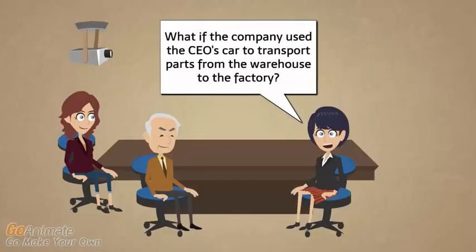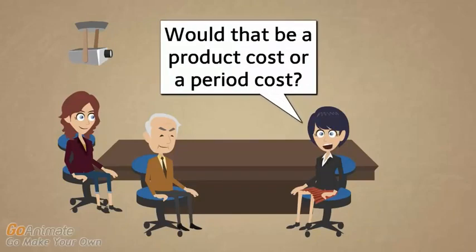What if the company used the CEO's car to transport parts from the warehouse to the factory? Would that be a product cost or a period cost? In the highly unusual example where a CEO's car would be used to both transport parts to the warehouse and to transport the CEO to his golf game, you would have to take the cost of the CEO's car and split it between product costs and period costs. I'll actually come back to this topic when we talk about the income statement in a future video.